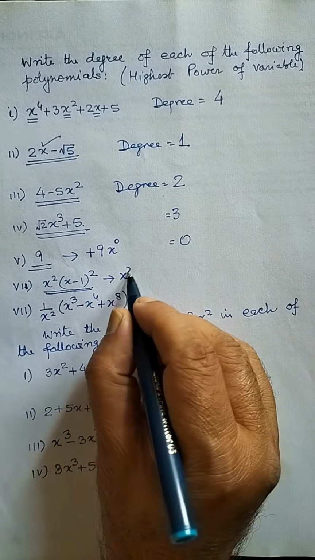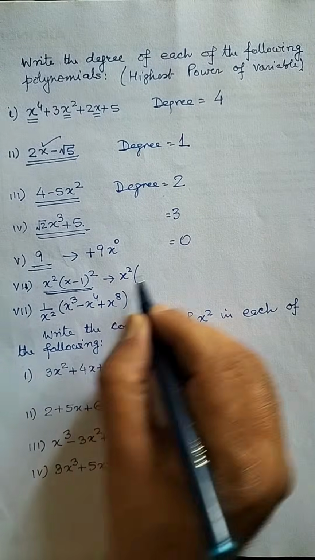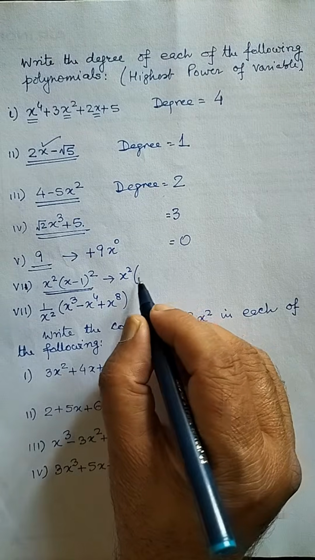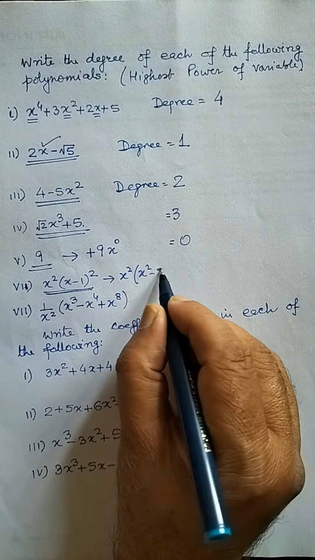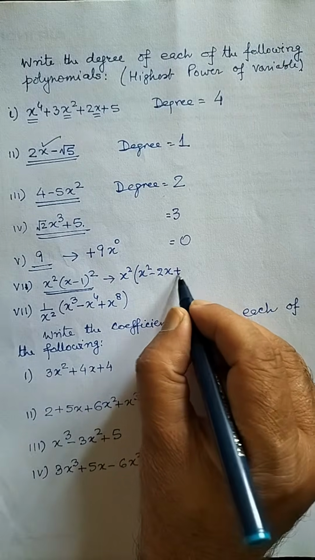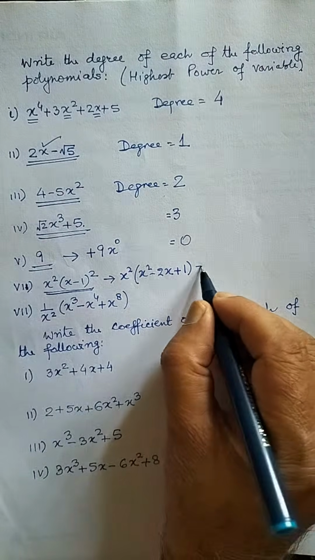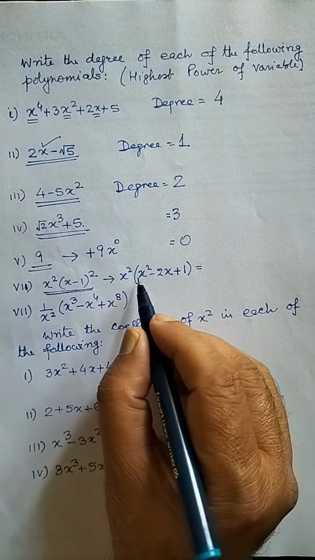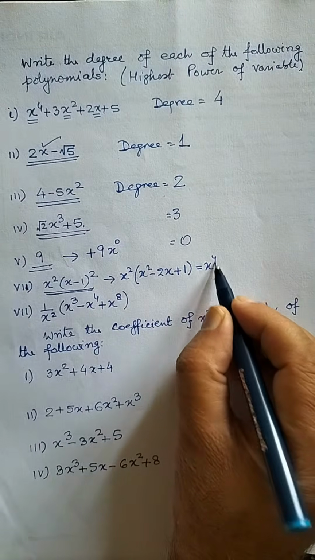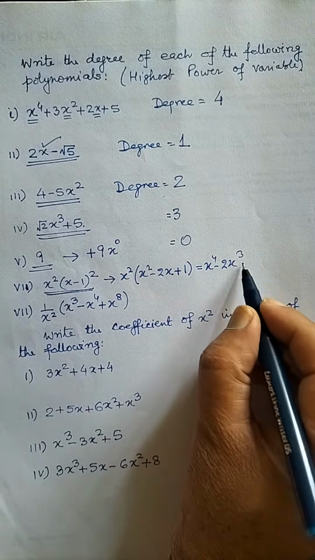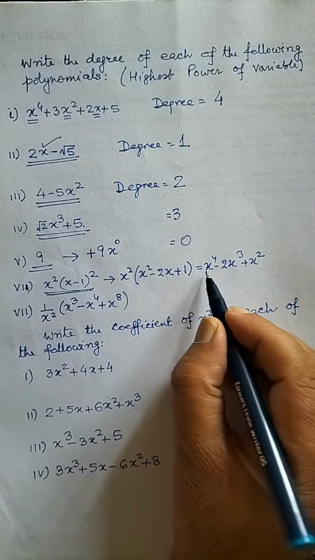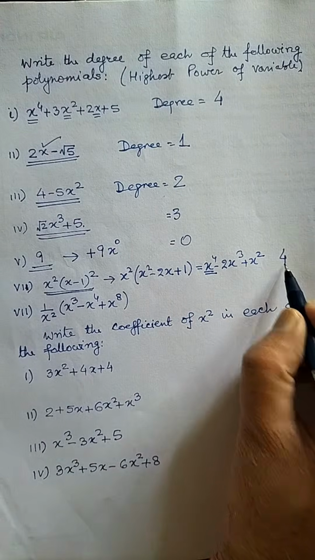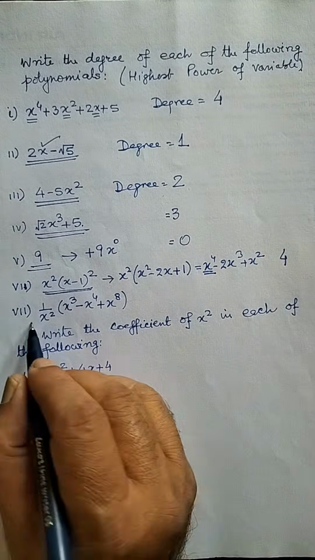See, let's keep x square as it is and expand this using the identity a minus b whole square, that is a square minus twice ab plus b square. And then in the next step, you can just carry out the multiplication if you want, or otherwise it is clear by now. This is x to the power of 4 minus twice of x cube plus x square. The highest power is 4, so the degree in this case is 4. Fine. What about in this case?